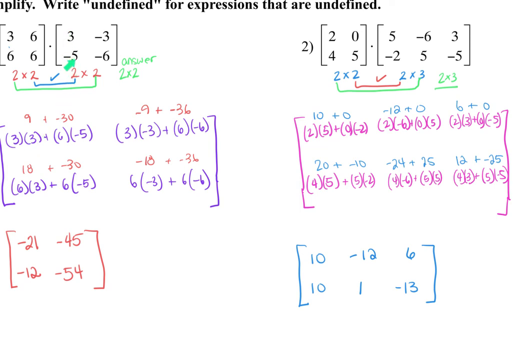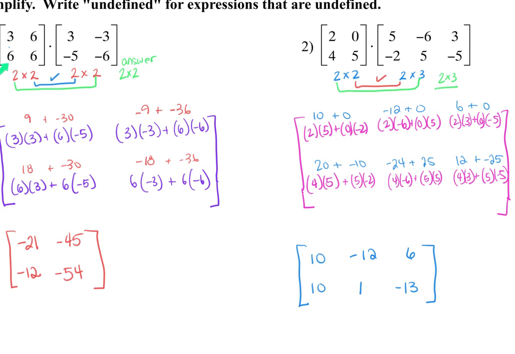When I'm done going down, I'm going to stay on the same row, but I'm going to move to the next column. So I did 3 times negative 3 and 6 times negative 6. So that's where I got this. 3 times negative 3, 6 times negative 6, all right? I stay on this row until I run out of columns. I'm officially out of columns for this row, so now I'm going to move on to the next row, all right?